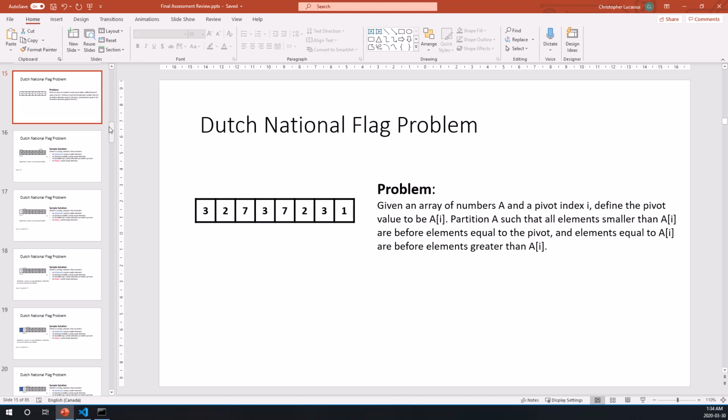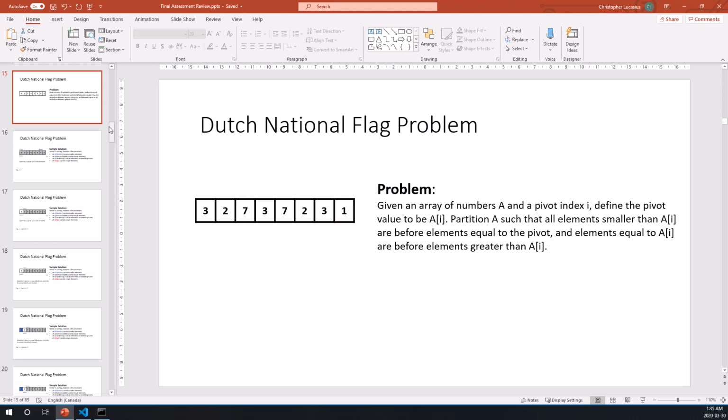And the Dutch national flag problem is basically, it's stated there, but basically given an array that may be unsorted, the whole point is to choose some pivot index, which will give you the pivot value, and just move the elements of the array around such that all the elements smaller than the pivot are to the left, all the elements equal to the pivot follow those previous elements, and all elements larger than the pivot are after the pivot values. And this is useful, especially if you want to make quicksort more robust.